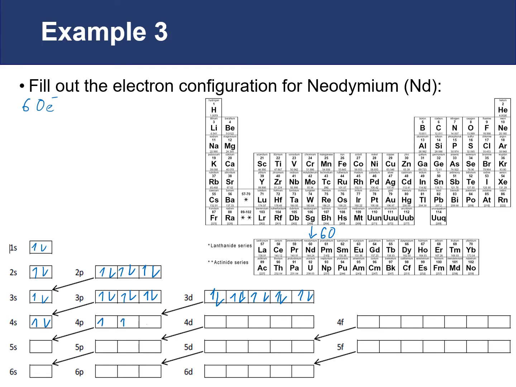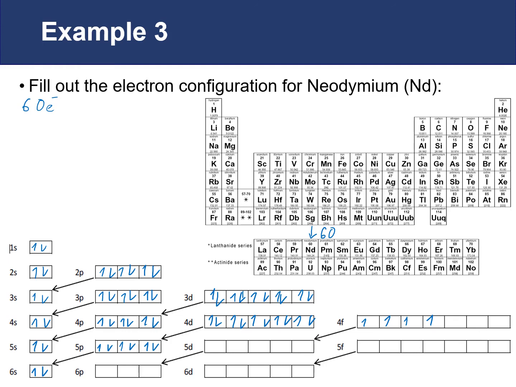31 through 38, then 39 through 48, 49 through 54, 55, 56. Okay, and then we go to our next diagonal, which starts with the F. We were on 56, 57, 58, 59, 60.